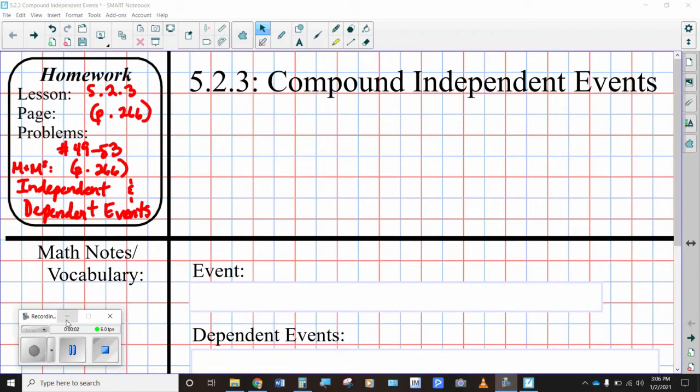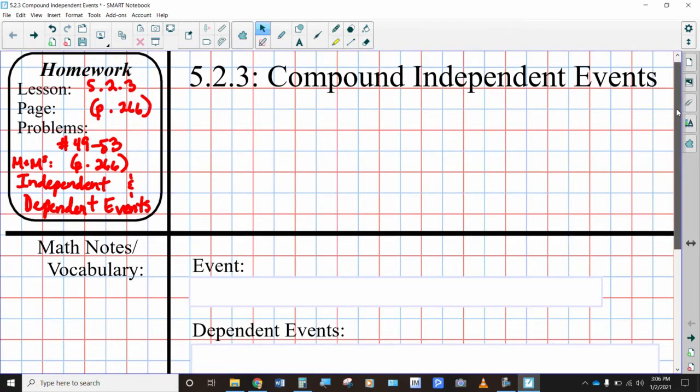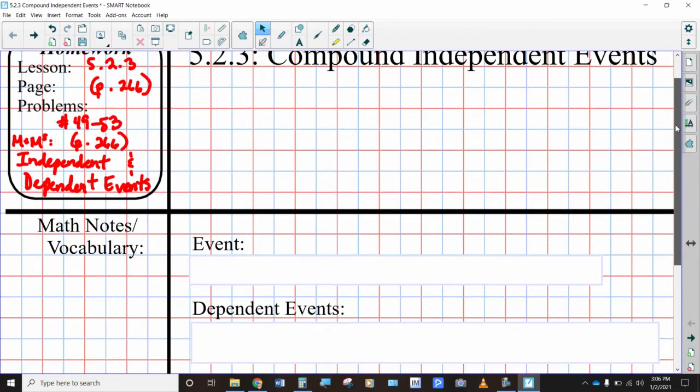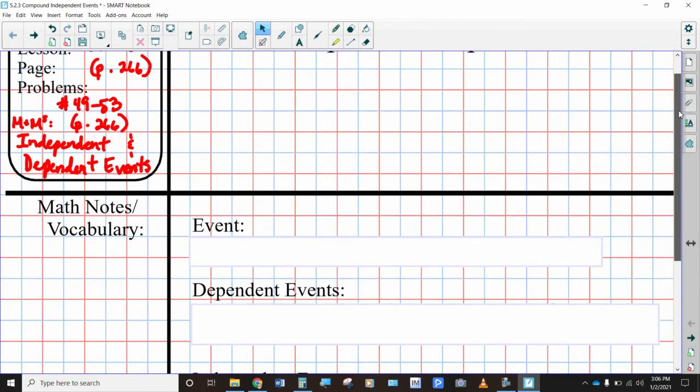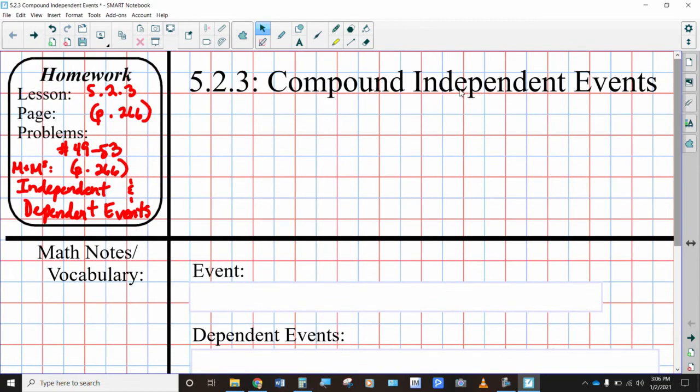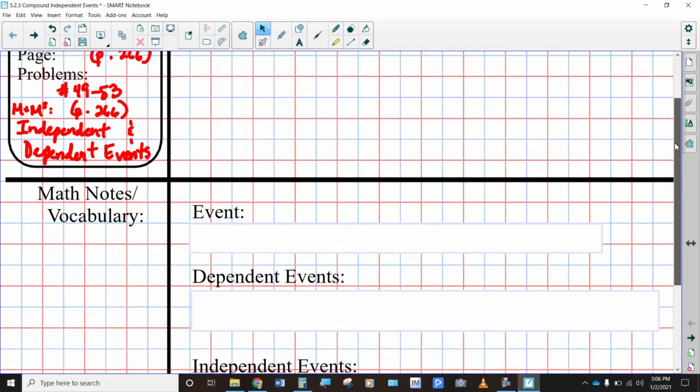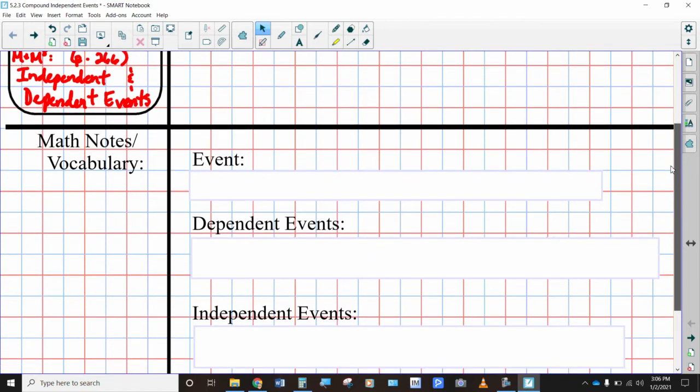Alrighty, let's take a look at lesson 5.2.3. This is titled Compound Independent Events. And I'm pretty sure we should probably front load a few terms here. For instance, independent events. What's the difference between a dependent event and an independent event? That's what we want to make sure that we understand, the differences between those two types of events. And so let's jot down some of this vocabulary.